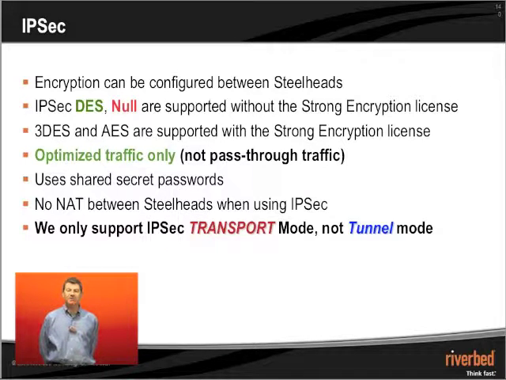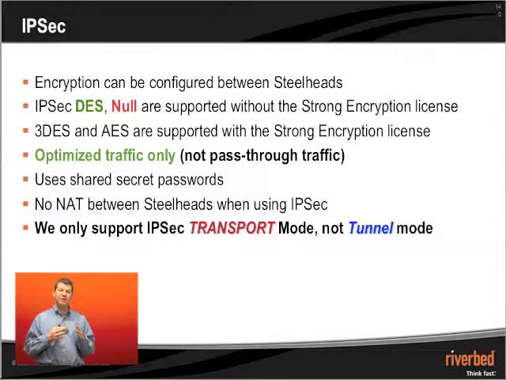Next, let's talk about IPsec. IPsec allows us to configure encryption between the Steelheads. So you can set up an IPsec tunnel between one Steelhead and another, and then all of the optimized traffic between those two sites is encrypted. Notice that we're doing DES and null, and that 3DES and AES are supported with the strong encryption license.